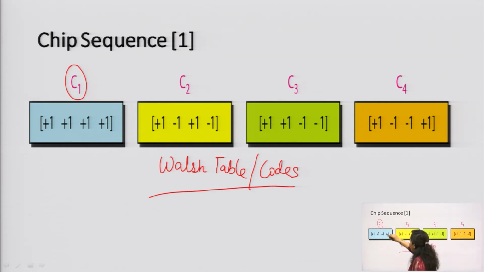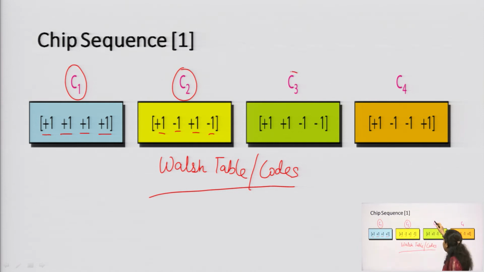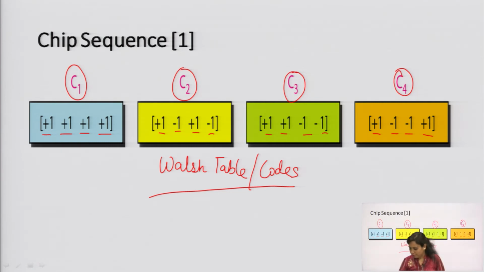So, this is the first code associated with this, and now you can see that all the positive ones are there in the first code. So, this is different from the second code. Now, you can see that there are alternate plus minus signs for the second code. For the third code, this is plus plus minus minus, so two positives and two negatives are there, and in case of C4, that is denoted by code 4, that will be plus minus minus plus. So, this is how this code will be generated. We are going to see in the next slide.